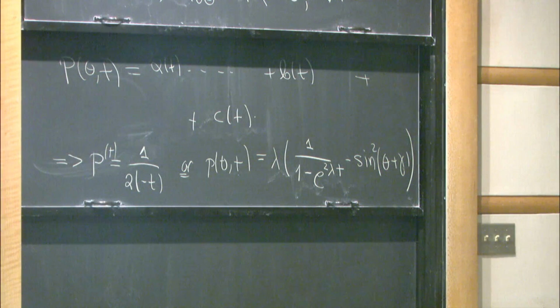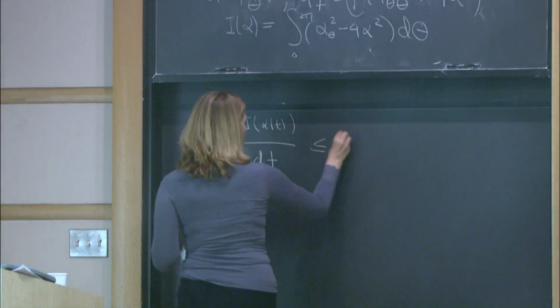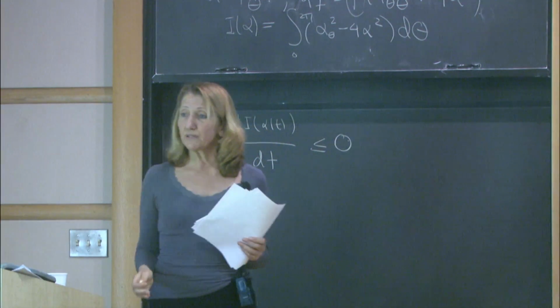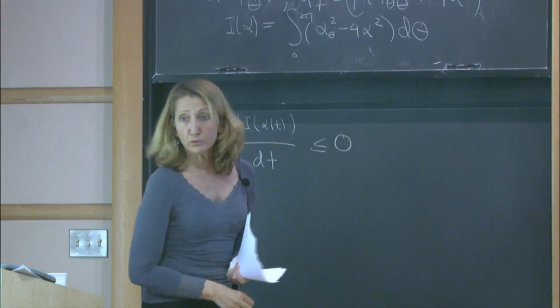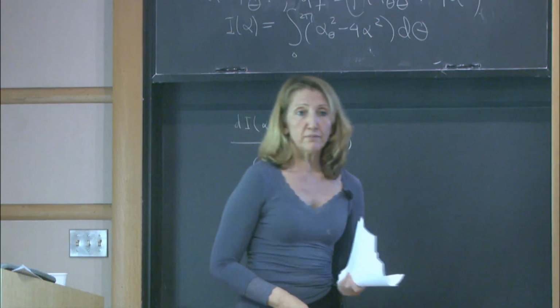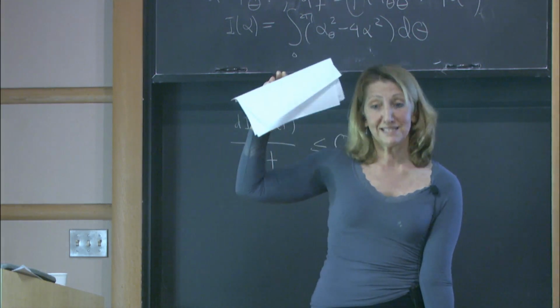So, all right. The key part, therefore, is to show that I of alpha is identically equal to 0. Okay? So we have introduced this monotone quantity. We know that d I of alpha of t over dt is less than or equal to 0, and we want to show that it's identically equal to 0. This is done in two steps. How is it done? You look at what happens at minus infinity, and you look at what happens at 0.